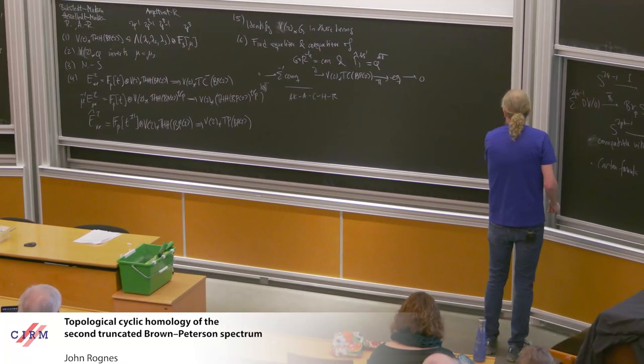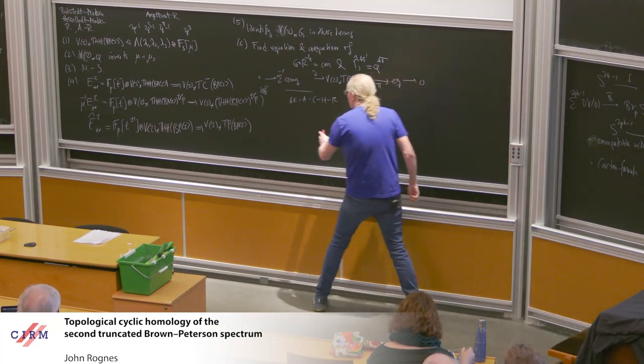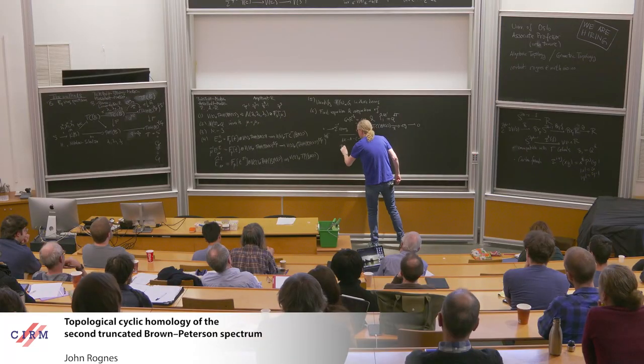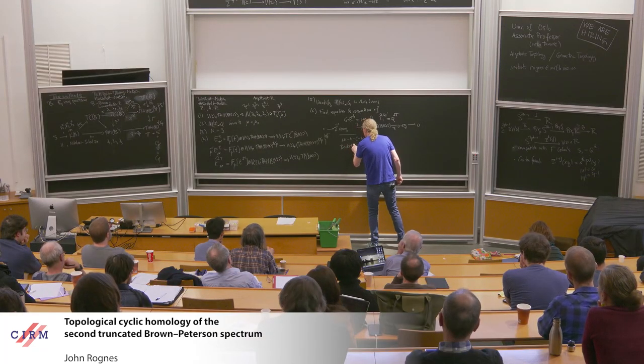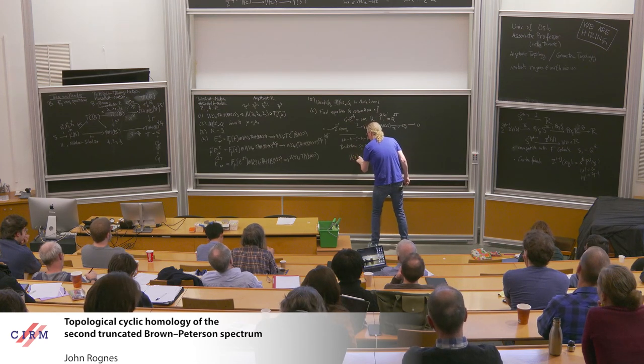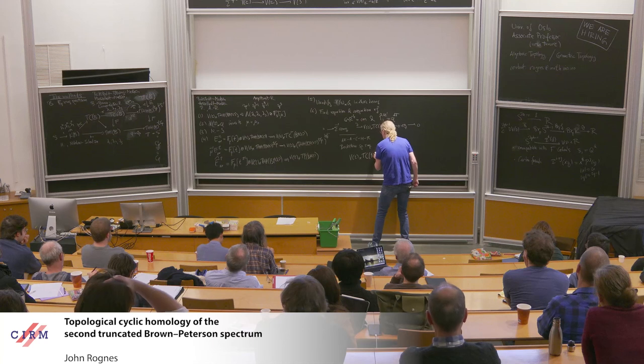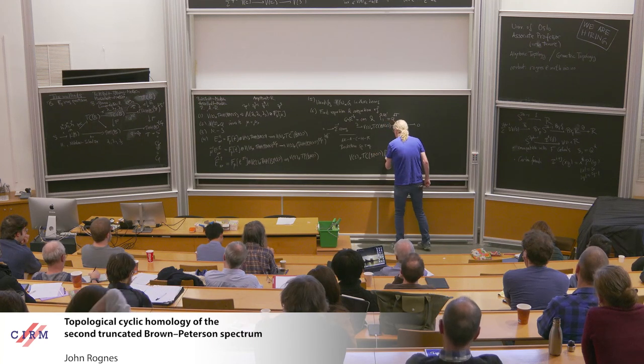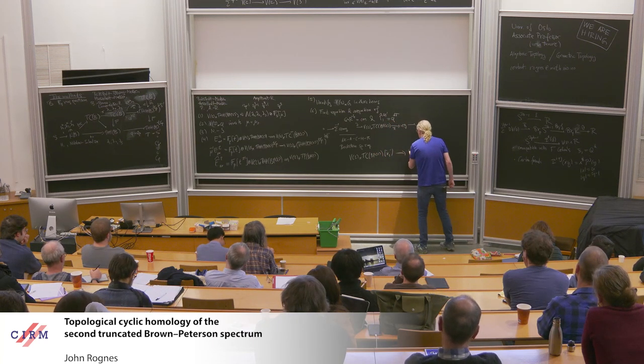So I'm saying that there's a V3 Bockstein spectral sequence going from the V3 homotopy of TC of BP<2> with a generator that I might call V3, converging to the V2 homotopy.